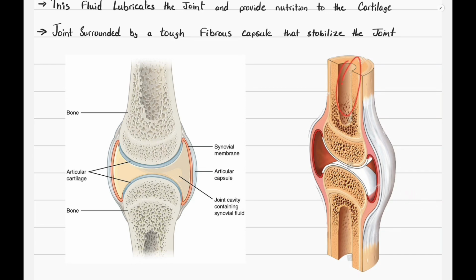This one is bone number 1, bone number 2. The ends of the bones are covered with white colored cartilage. This is the cartilage, and the cartilage itself continues as the synovial membrane. This synovial membrane is responsible for producing the synovial fluid. This synovial fluid and articular cartilage are both responsible for decreasing the wear and tear between the bones, and the tough fibrous outer layer, which is the articular capsule, is responsible for stabilizing the joint.